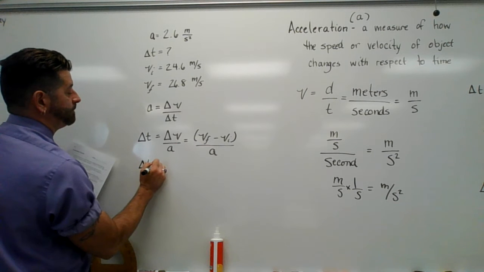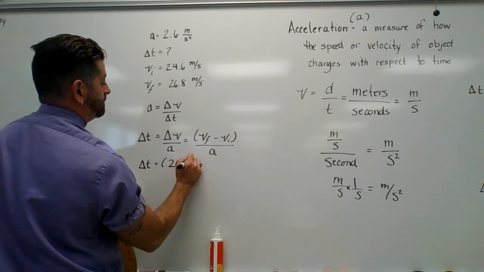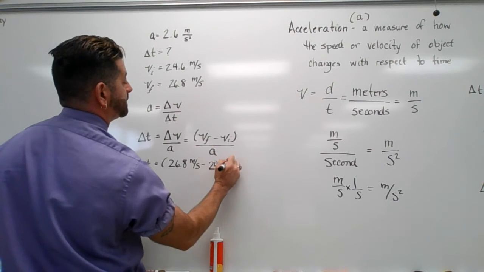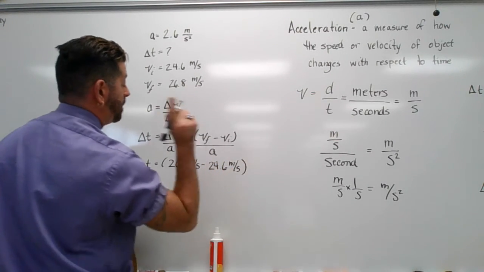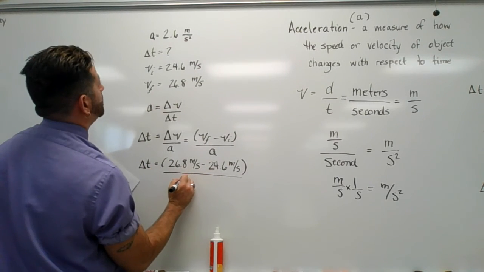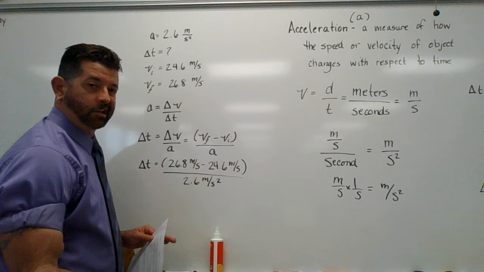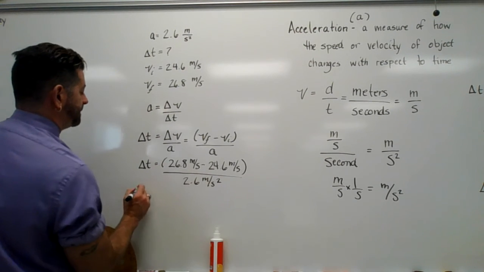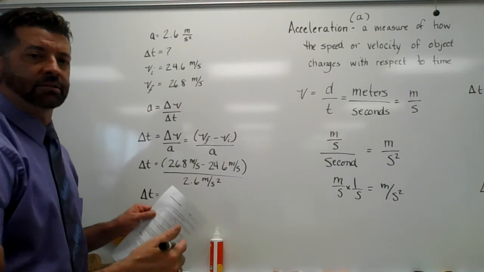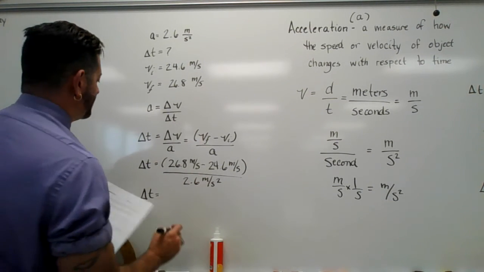So we say delta T is equal to the final velocity of 26.8 meters per second minus 24.6 meters per second over 2.6 meters per second squared. See, easy. So then we say delta T, and of course it should look like this on your paper. You might want to do this on, well, you're doing it on the Google Doc. So you might want to write it out, take a picture, put it on the Doc. I don't know, whatever works for you.